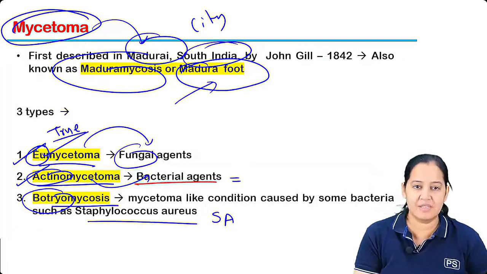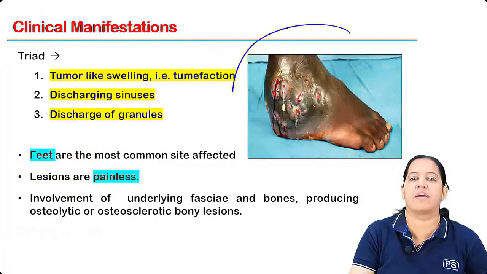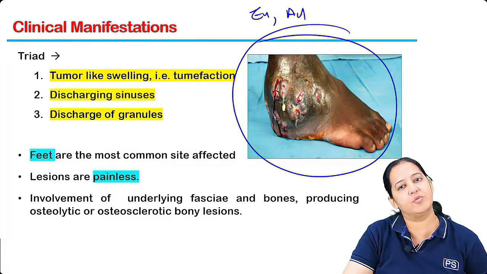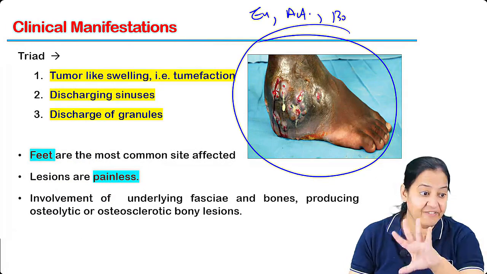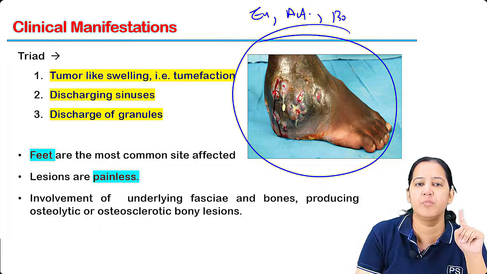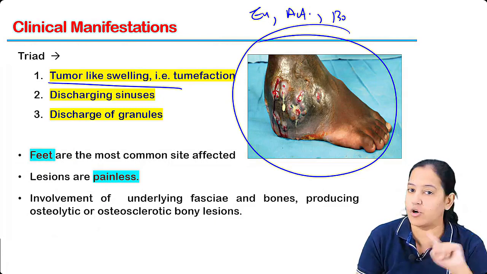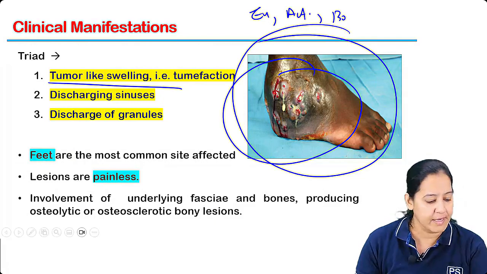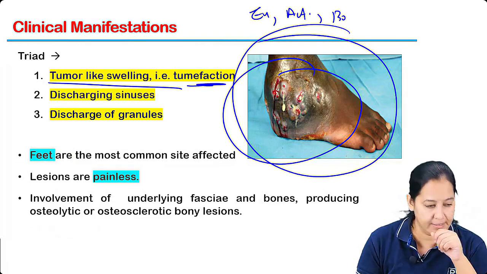Whether it is this or this or this, the presentation is a triad. Whether it is a eumycetoma, actinomycetoma, or botryomycetoma, the clinical feature is the same. It's a triad. So, the patient has a tumor-like swelling. I'm saying tumor-like, not a tumor. It looks like a tumor, but it is not a tumor. It is a misnomer. It is known as tumefaction.